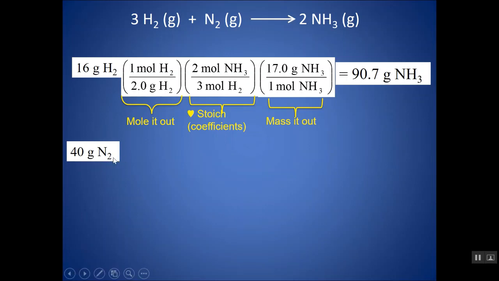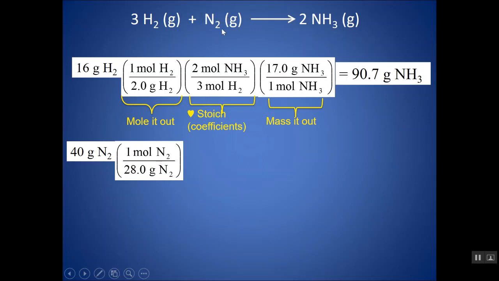Well, let's see what I would get starting with 40 grams of nitrogen. Let's figure out how much product I can make here. Again, I'm in grams, so let's mole it out, using 28 grams per 1 mole. Nitrogen's diatomic. It has a subscript of 2, so don't forget that the molar mass will be 28 and not 14 here. Now I'm in moles of N2.